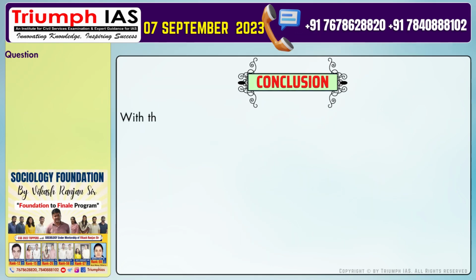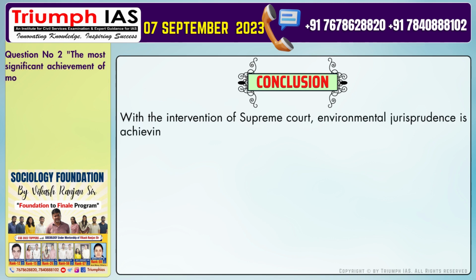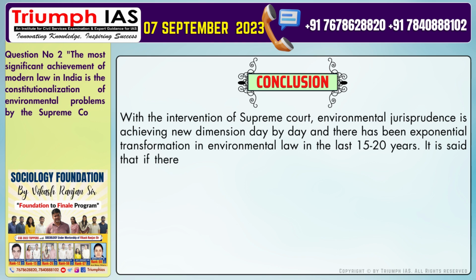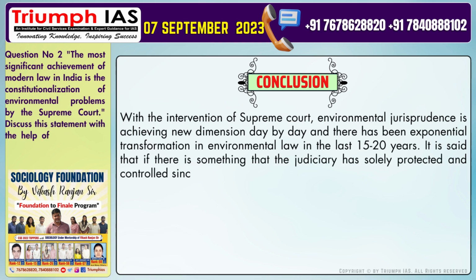Conclusion of the answer is, with the intervention of the Supreme Court, environmental jurisprudence is achieving new dimensions day by day, and there has been exponential transformation in environmental law in the last 15 to 20 years. It is said that if there is something that the judiciary has solely protected and controlled since independence, it is the environment.